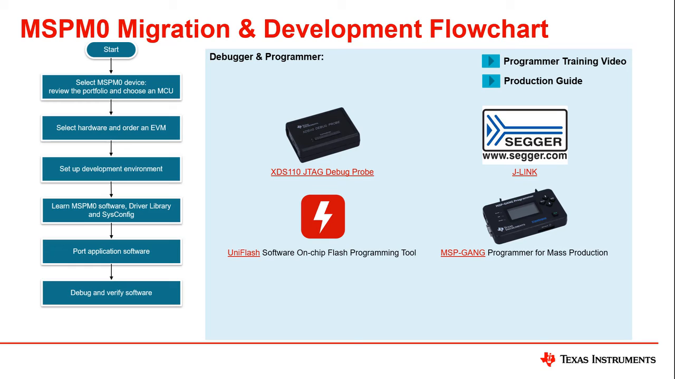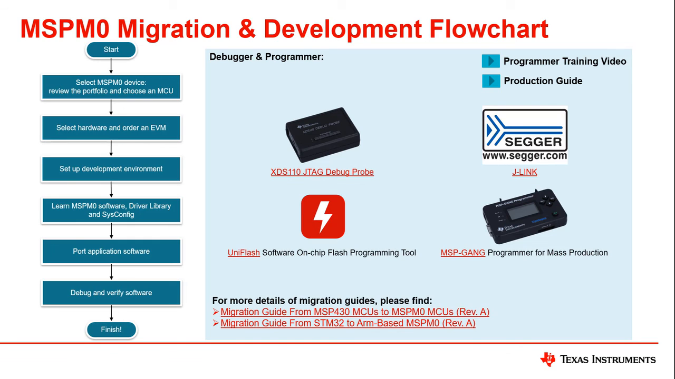When it's time for production programming, consider UniFlash for the software tool and MSP-GANG as your production programmer. We have a separate production programming guide video linked in the top right with more details for production programming. This concludes the MSPM0 migration process overview. For more specific information, check out our published migration guides for moving from STM32 and MSP430 MCUs.